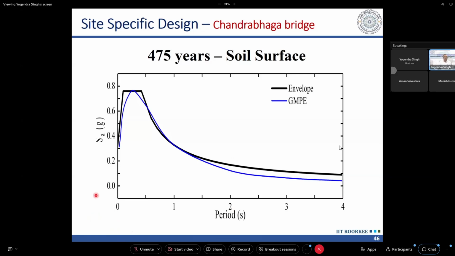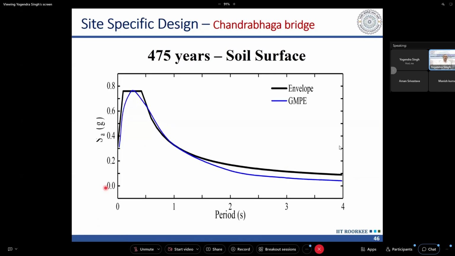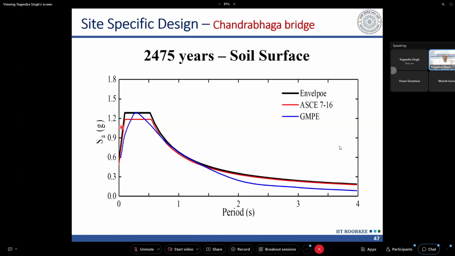And we can represent this also in terms of similar graph plotted for 2475 years. And you can see that the amplification here is less as compared to DVE. In DVE, the amplification was more, 0.6 to 0.8. And here the amplification is slightly below 1.2 to 1.3. So here the amplification is less.